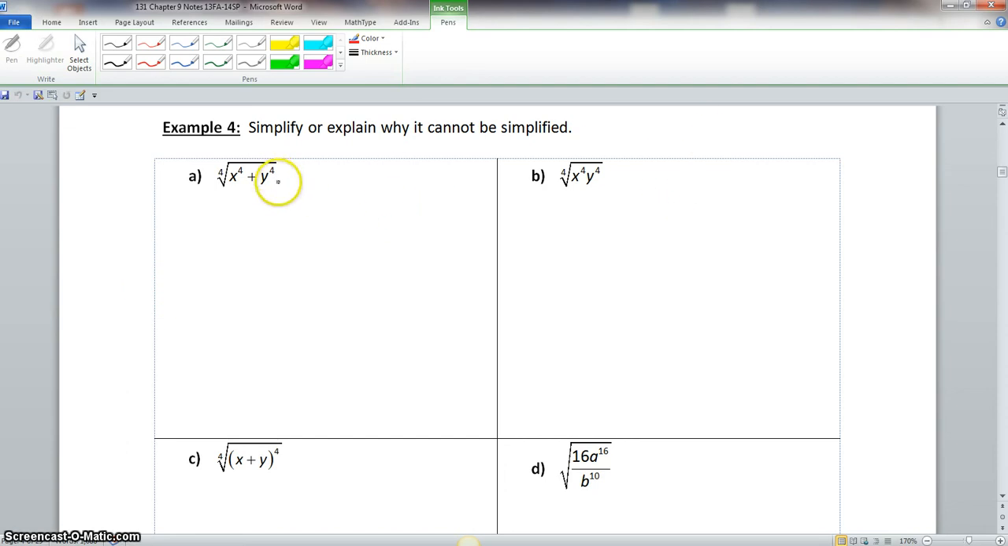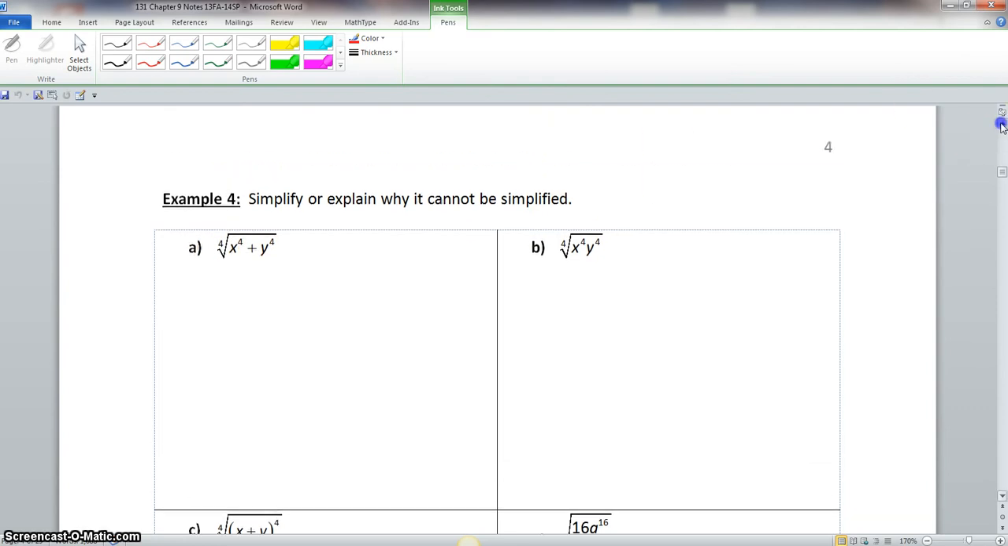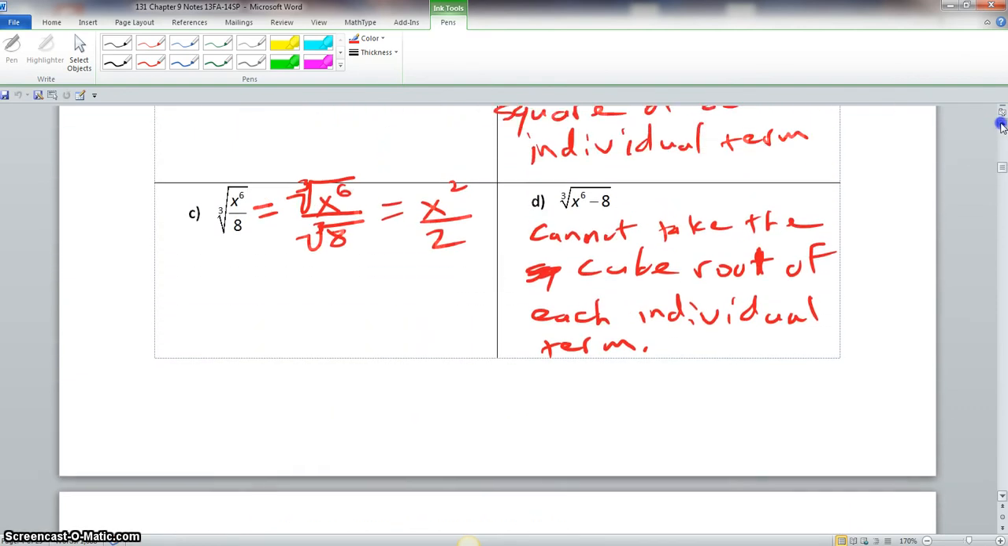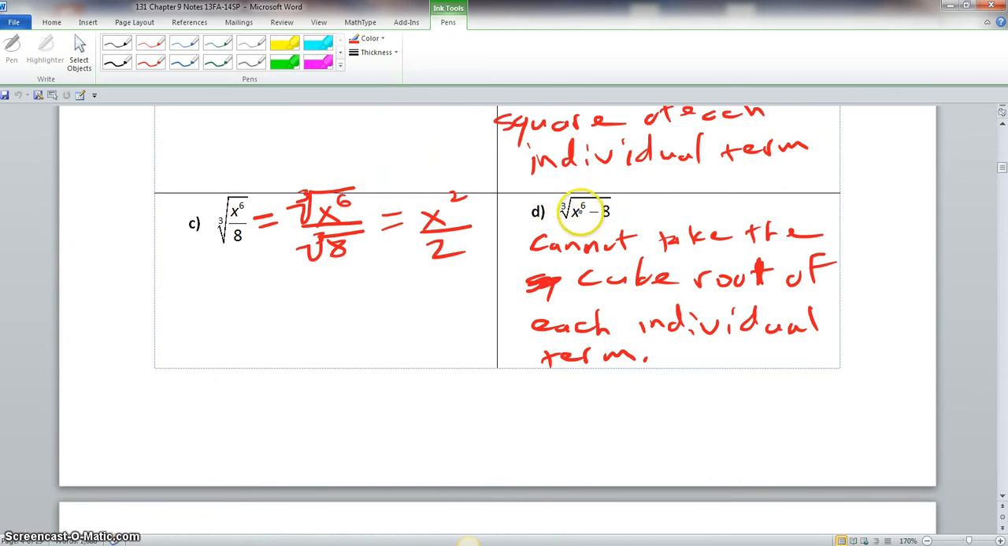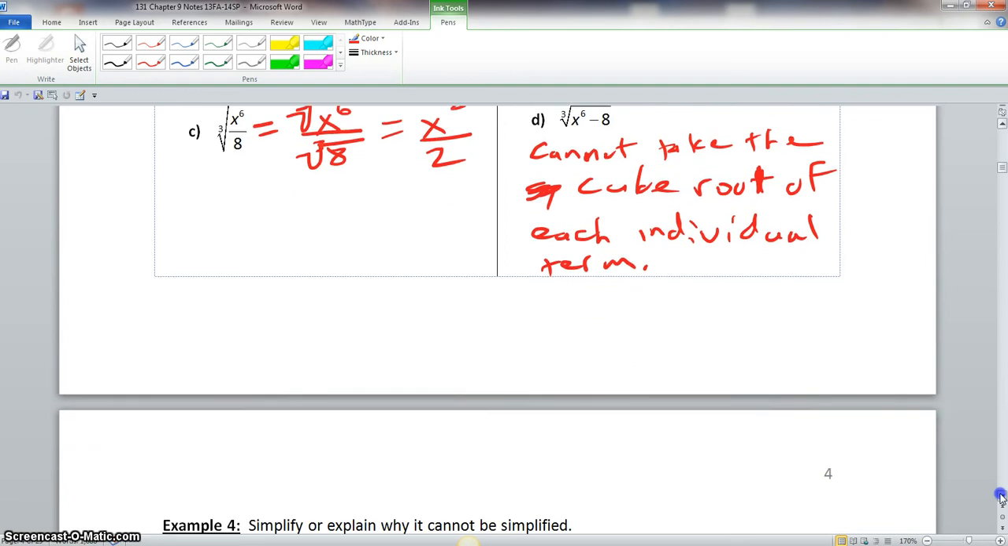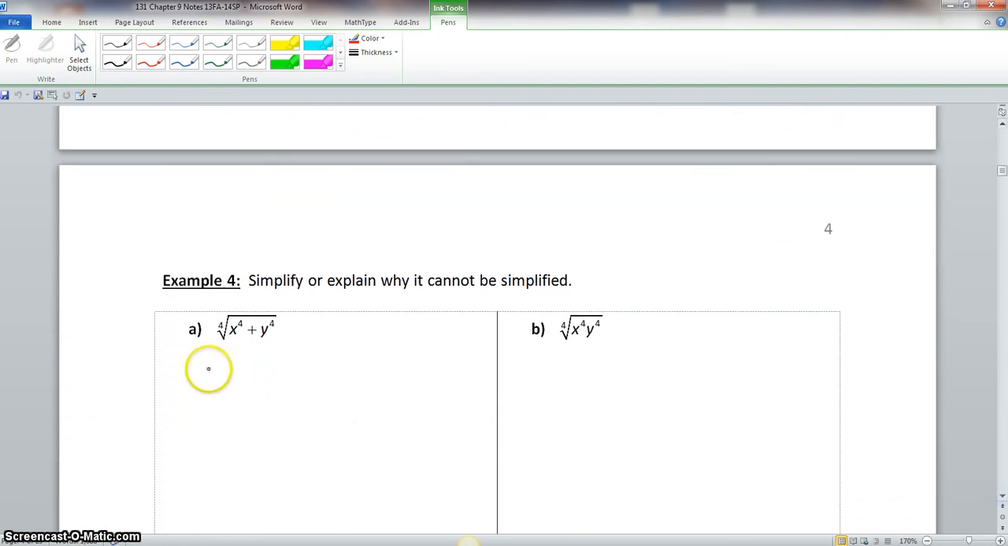Okay, class, picking up where we left off, it says simplify or explain why it cannot be simplified. With this problem, if we go back to the previous problem where we had a radical and two terms, I had you all put that you could not take the cube root of each individual term or the square root of each individual term. Now, instead of writing all of that, we could just write "cannot be factored." That would take care of A.